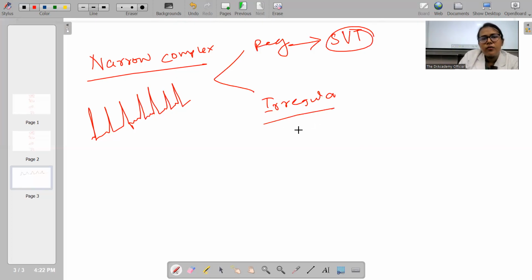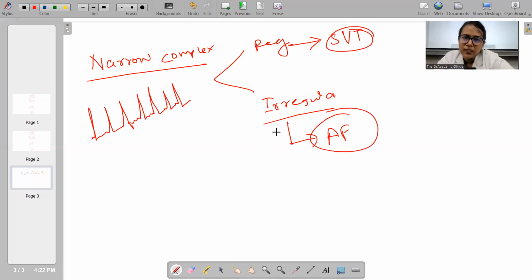And if this is irregular, the most common one is atrial fibrillation, okay? And sometimes there is debate about whether atrial flutter can come within the narrow complex tachycardia, but I think atrial flutter has its own uniqueness. So it's better not to be discussed within these two subgroups. Just remember the common things first. If this is a narrow complex tachycardia and the rate is regular, then this might be supraventricular tachycardia. And if this is a narrow complex tachycardia, but the rate is irregular, this is almost always atrial fibrillation. Okay, so far, does anybody have any question for me?